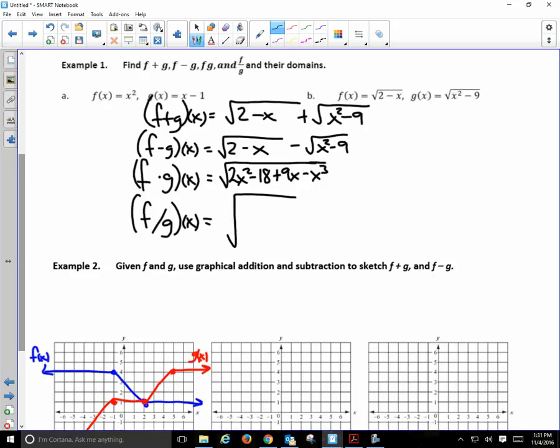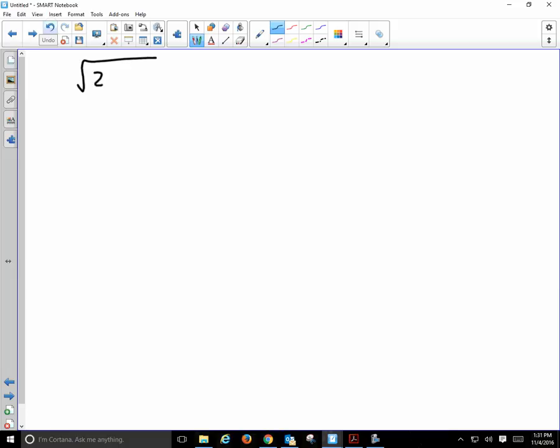If I divide, I could write it as one radical, so I have 2 minus x over x squared minus 9. So now I'm going to state the domain. Everybody okay with this? I need some extra space here, so I'm going to flip to a different page. As long as there's a variable involved, you can have a radical in the denominator. Okay, square root of 2 minus x. Anybody know what the domain is?